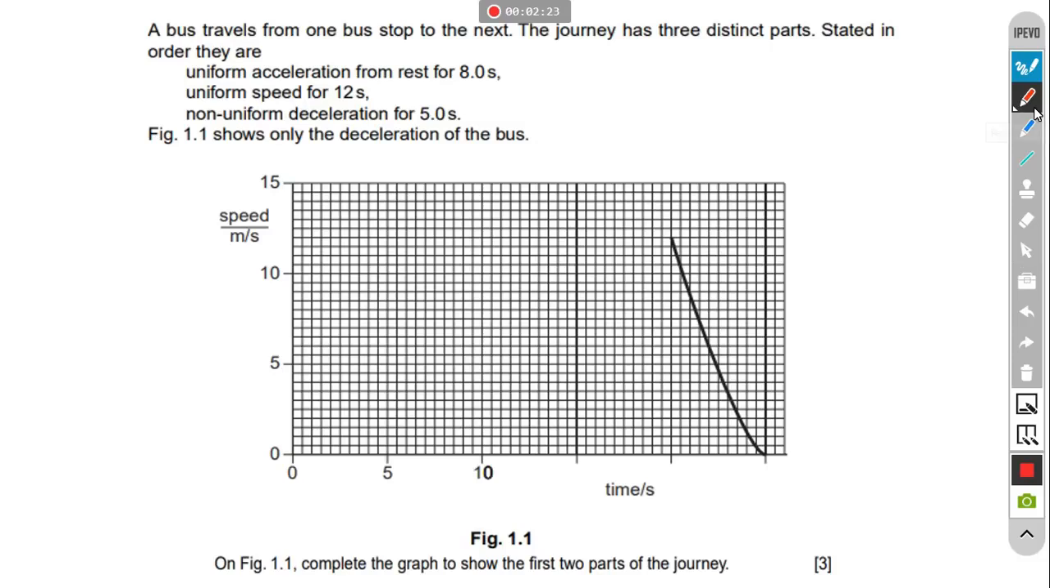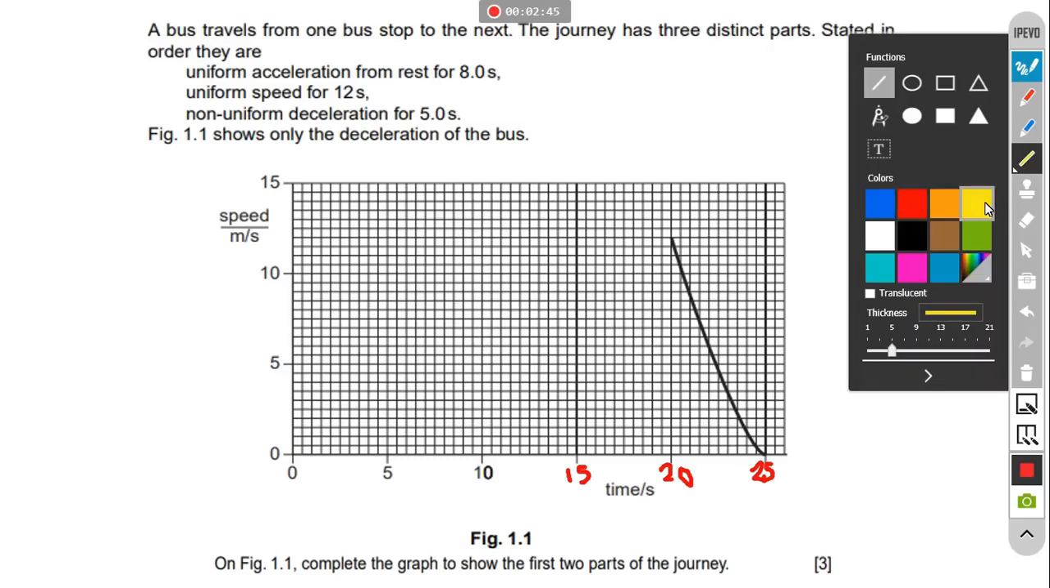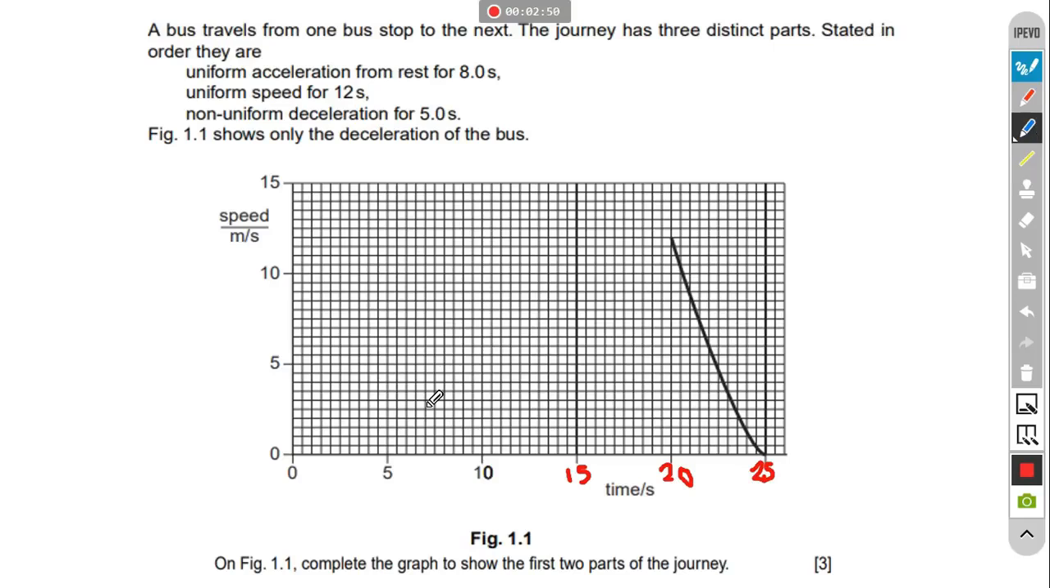Now let's look at our scale first. This is 5, 10, so this should be 15, and we have 20. So this is 25. The last part is shown, which is from 20 to 25. There was a decrease in speed. Now before that, it was constant acceleration. So I'm going to draw a line from this point for 8 seconds. But let's label the 8 seconds first. This is 9, this is 8.